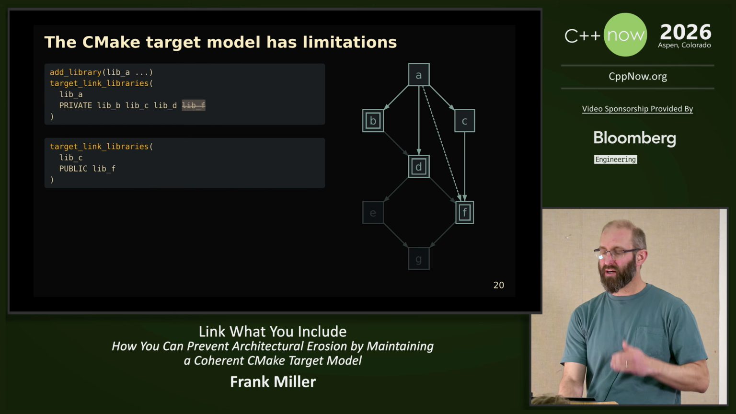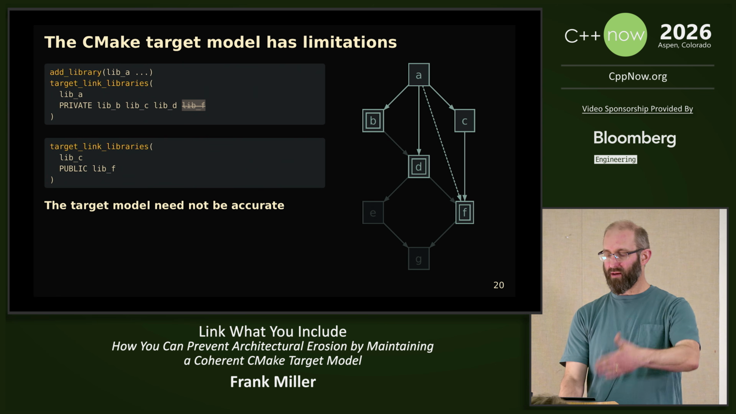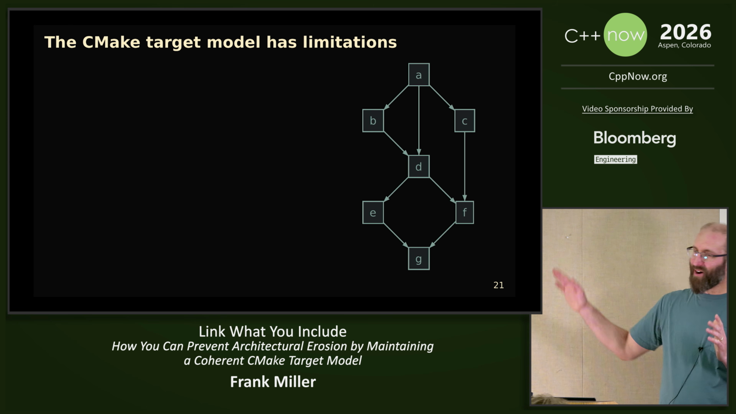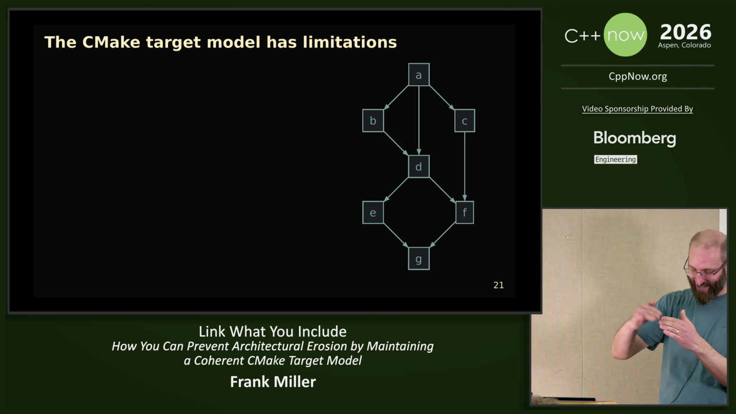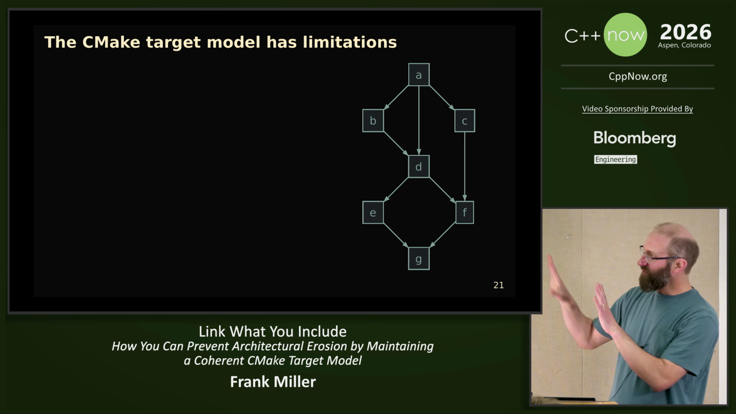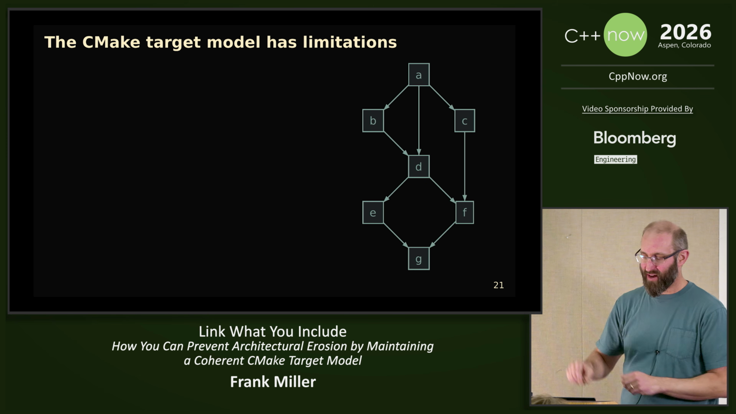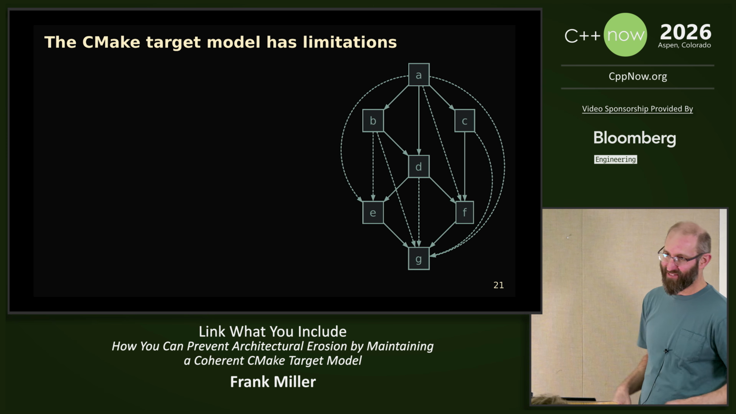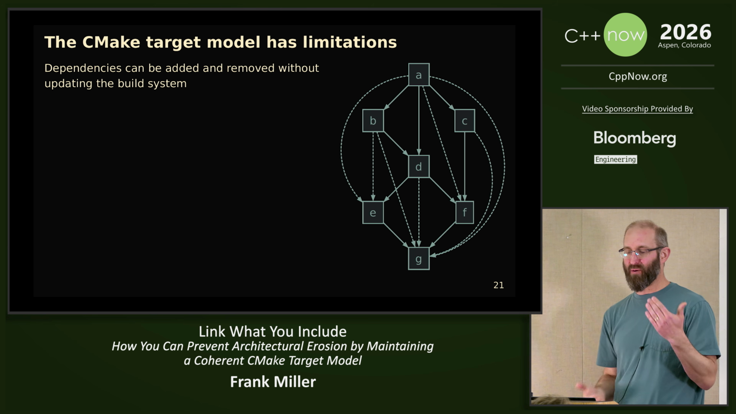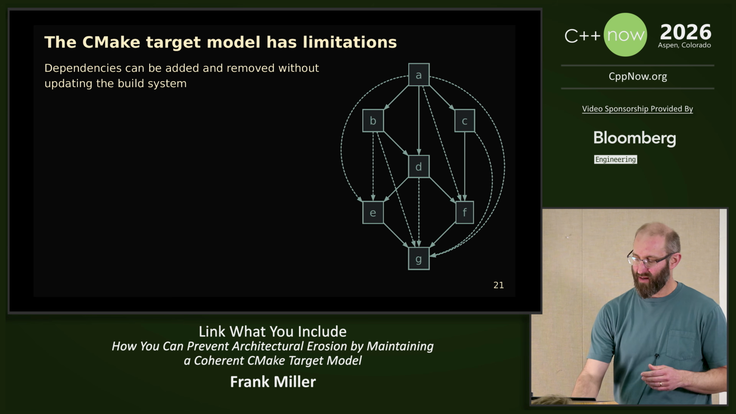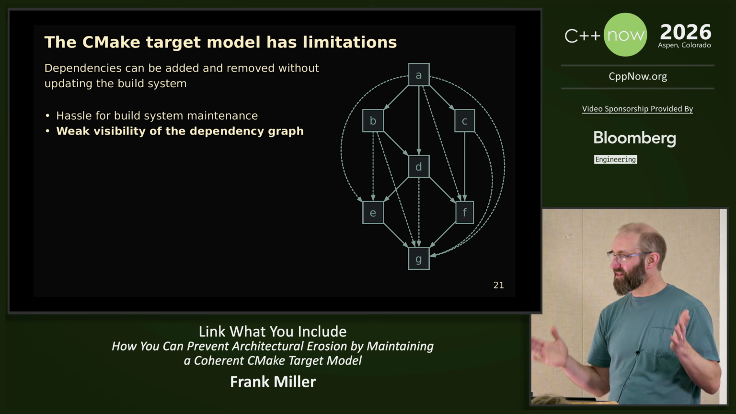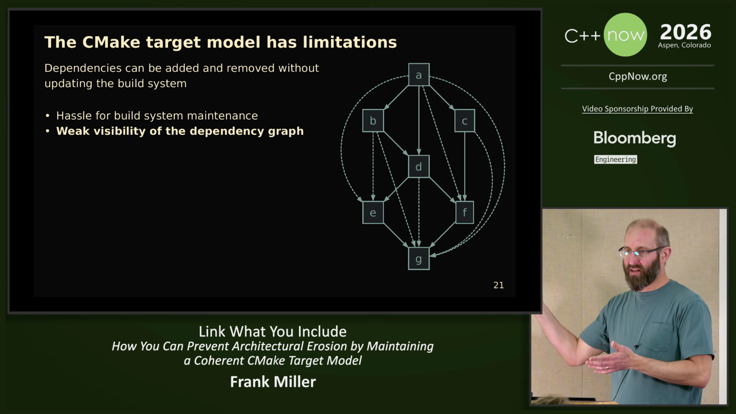So the target model need not be accurate. If we do our exercise of merging all of our CMake files in our head, it might look like we have this dependency graph, but actually we have this dependency graph. That was the big reveal. So the point is that dependencies can be added and removed without updating the build system, and that's a problem. It's a hassle for build system maintenance. But I think the bigger thing is that it's weak visibility of this dependency graph.